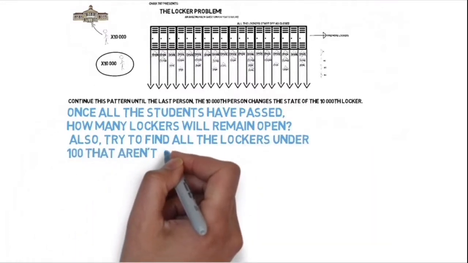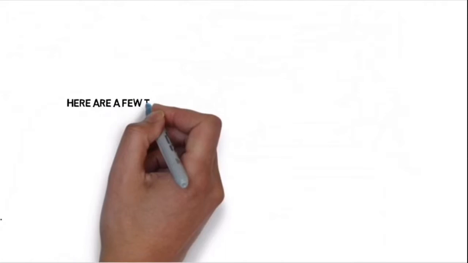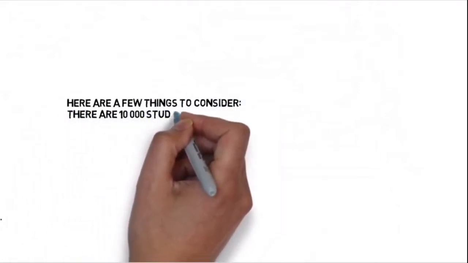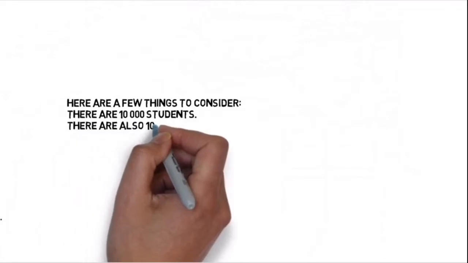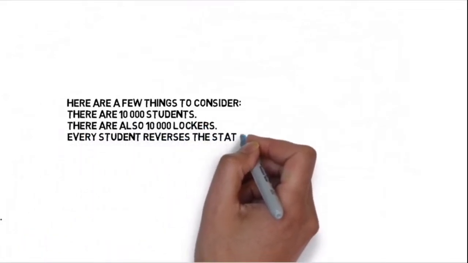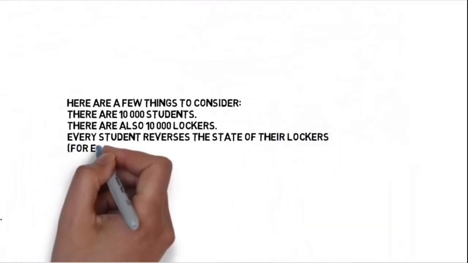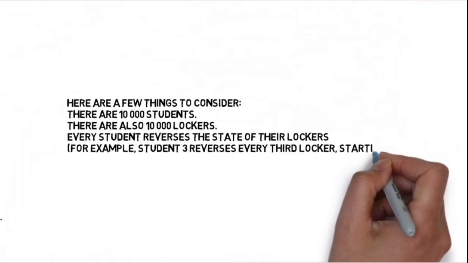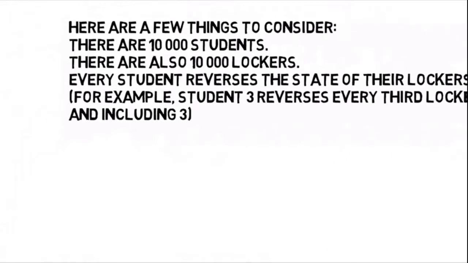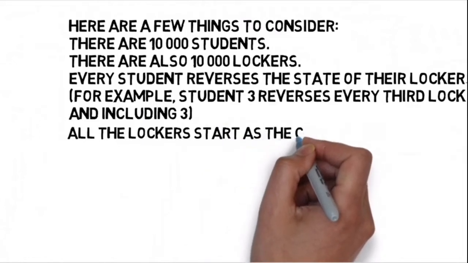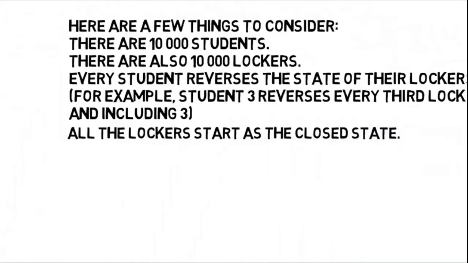Also, try to find all the lockers under 100 that aren't closed. You think you can figure it out? Here are a few things to consider. There are 10,000 students. There are also 10,000 lockers. Every student reverses the state of their locker number. For example, student 3 reverses the state of every third locker, starting on and including 3. All the lockers start in the closed position.